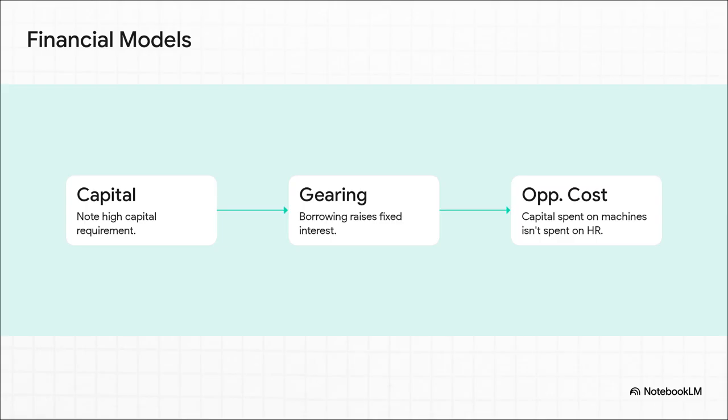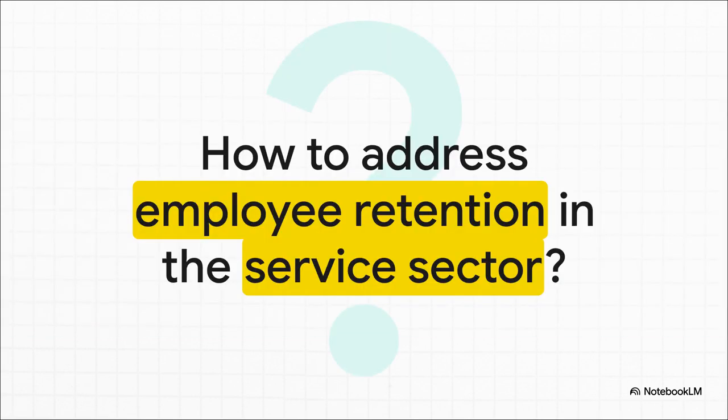Do you see what just happened there? We didn't just write, machines are expensive. We built a synoptic chain linking operations, finance, and HR all together. That right there is Level 5 analysis. Let's move on to our second scenario.